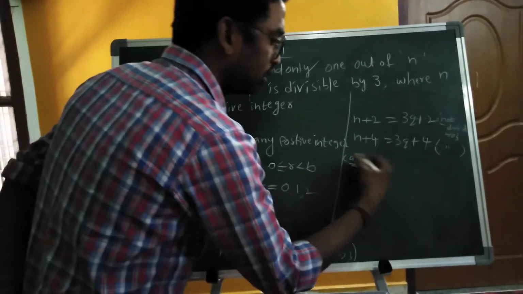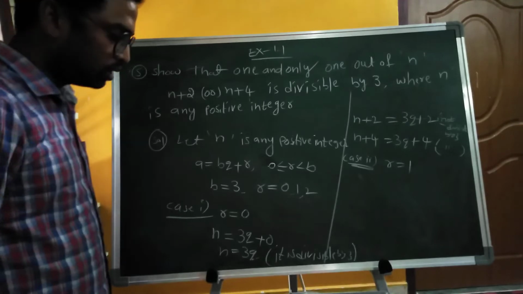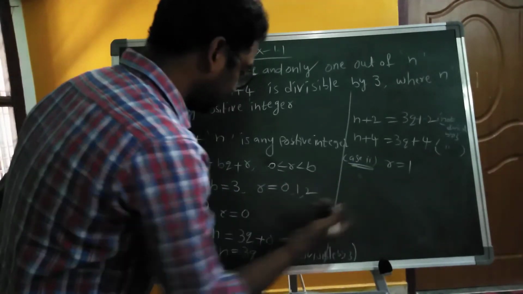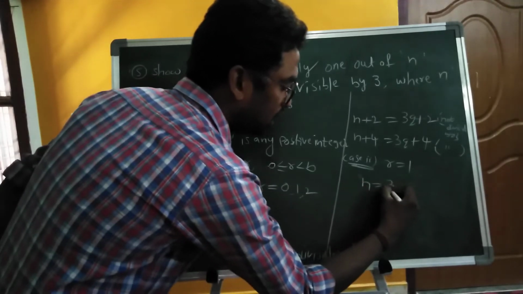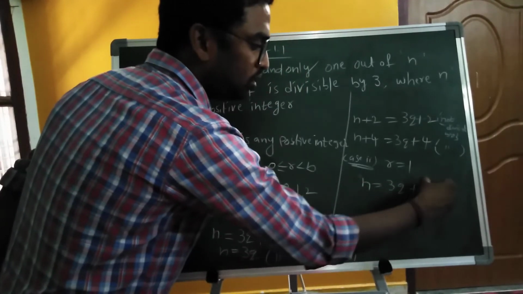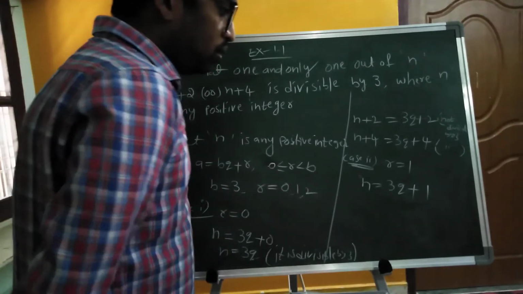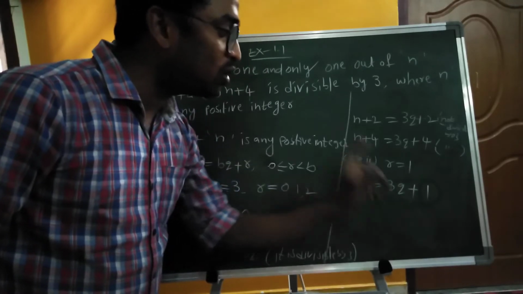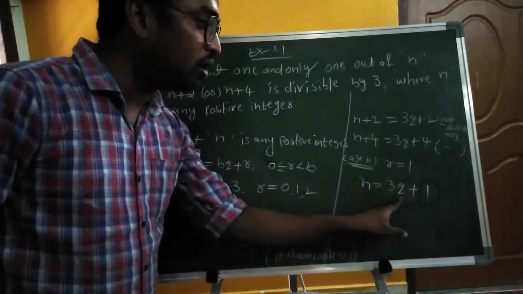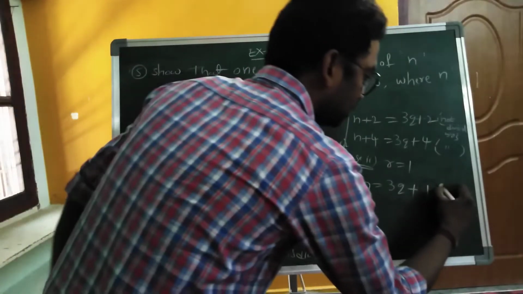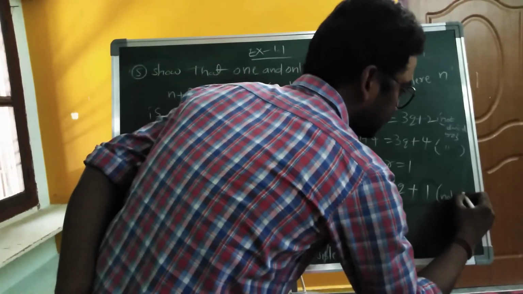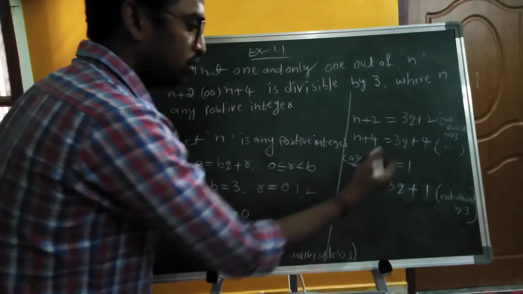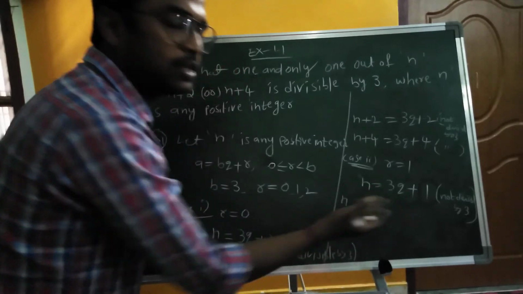So go for case 2. In this case 2, take r equal to 1. Okay, r equal to 0 is completed. Now we will discuss r equal to 1. Same. So n is equal to 3q plus r, meaning 1 here. Is it divisible by 3? No, because here the remainder is 1. That's why n is not divisible by 3. Now check by adding 2 on both sides.